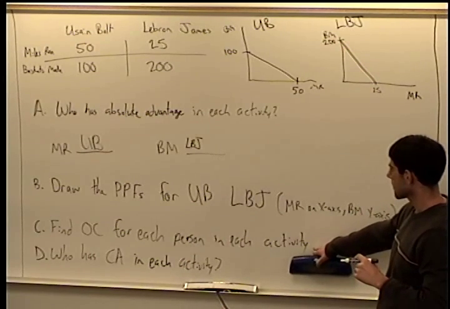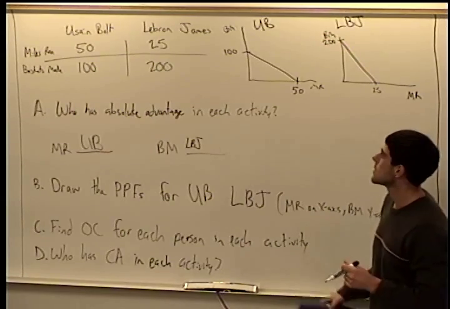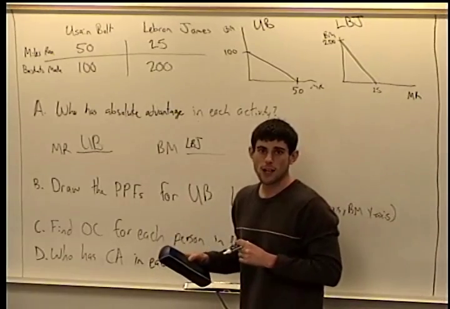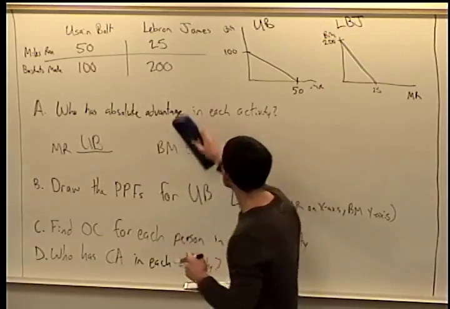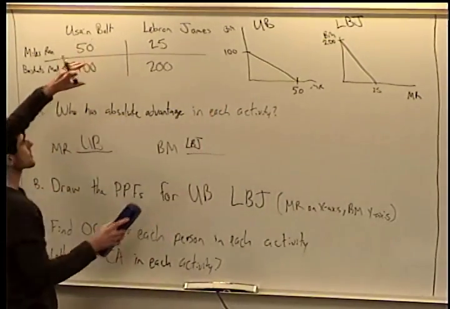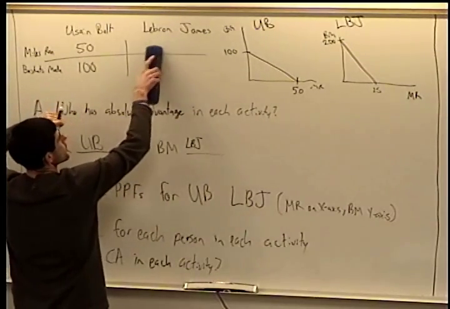Part C, find the opportunity cost for each person in each activity. So we want to find not just how many they can do in a given amount of time, but what they have to forfeit to complete each activity in that time frame. So what I'm going to do is rewrite the opportunity cost just in this diagram. So I'm going to erase this and go off my production possibilities frontier now.